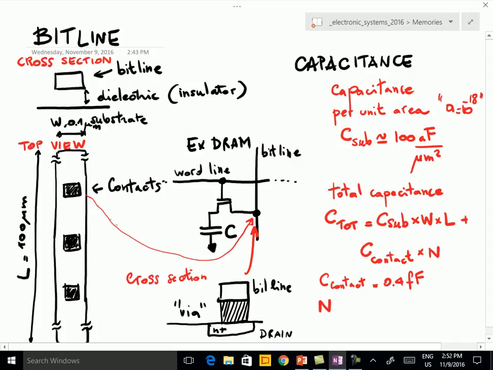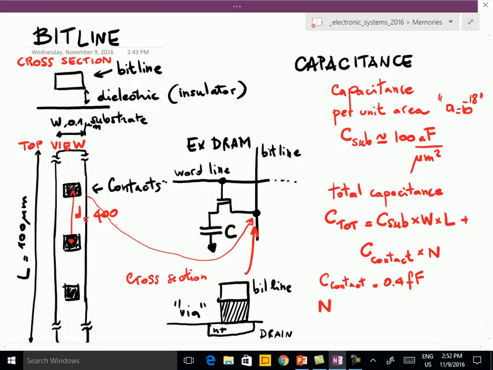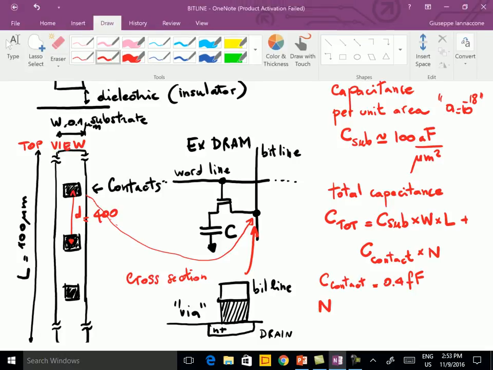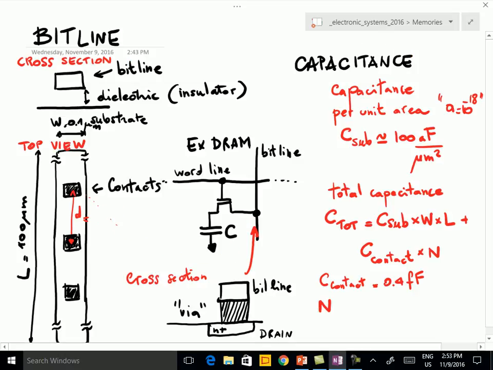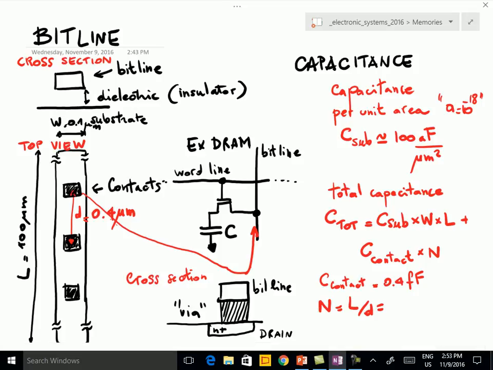And N is equal to the number of contacts that we can compute if we know the distance between two different contacts. Let us assume that this distance is D, and it's typically something like 0.4 micron. So N is L over D. So 100 micron divided by 0.4 micron is 400.